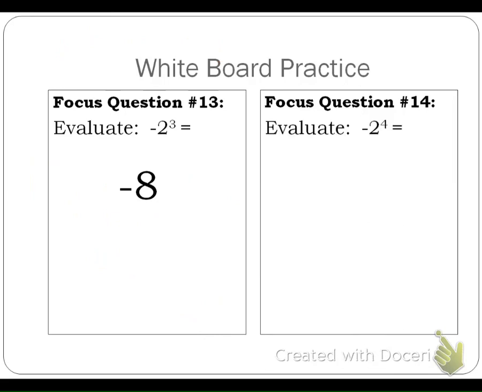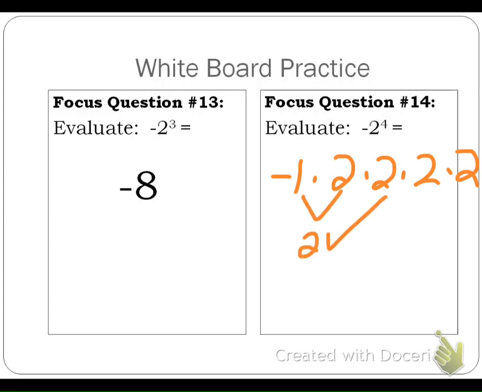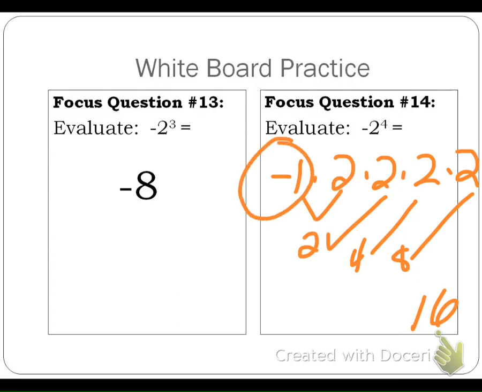Here we have the negative of 2 to the fourth power, which is the same thing as -1 times 2 times 2 times 2 times 2. So we did 1 times 2, you get 2. 2 times 2 is 4. 4 times 2 is 8. And 8 times 2 is 16. How many negatives do we have? Just one, which is an odd number, which makes it a negative 16.